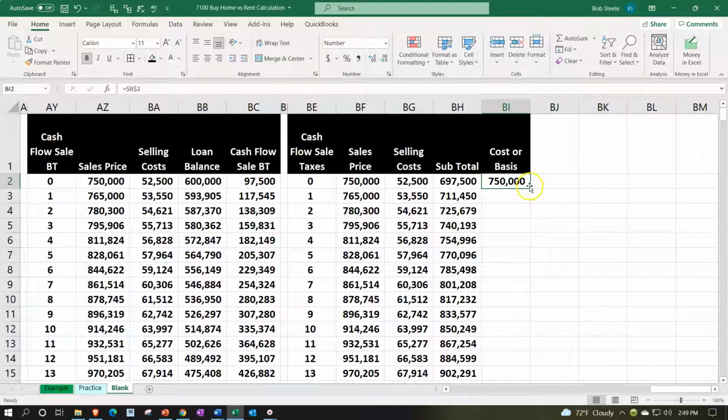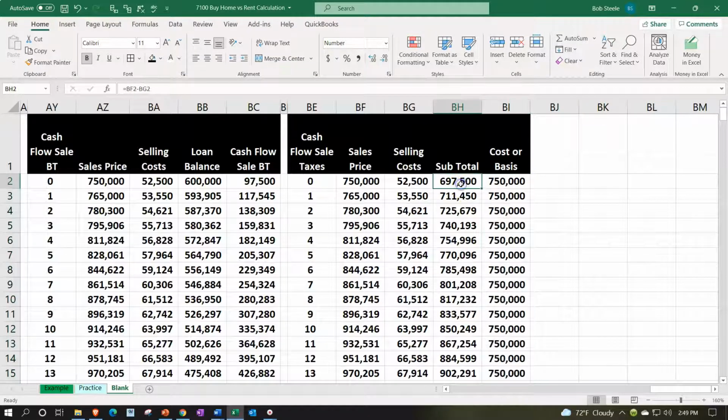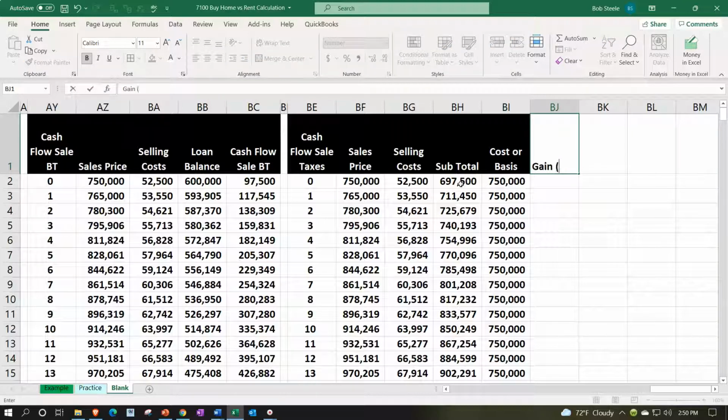So basically what we could sell it for is increasing, net of the costs, because the sales costs could be part of the calculation for the gain or loss. And then we're going to say minus the cost. So the cost stays the same. What we sell it for hopefully goes up. So the difference then is going to be our gain or loss.